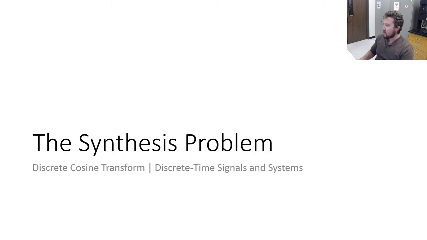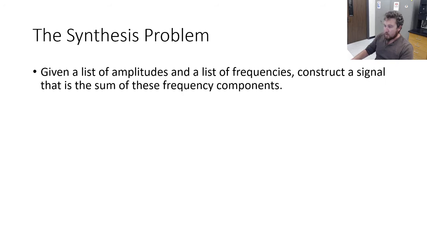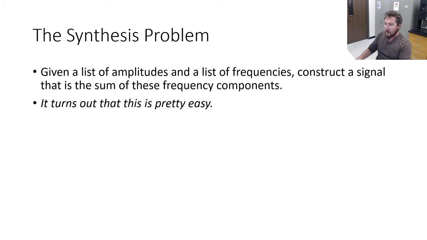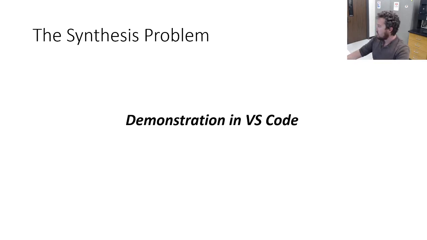So first, let's take a look at the synthesis problem. We already stated it, but I'll state it again. It's given a list of amplitudes and a list of frequencies, i.e. basically the spectrum of a signal, construct a signal that is the sum of these frequency components. So put together a wave. And it turns out that it's actually pretty easy to do. So let's take a look at how to do it.